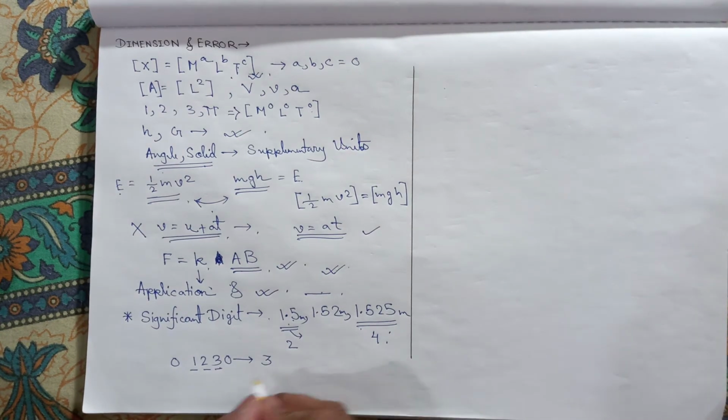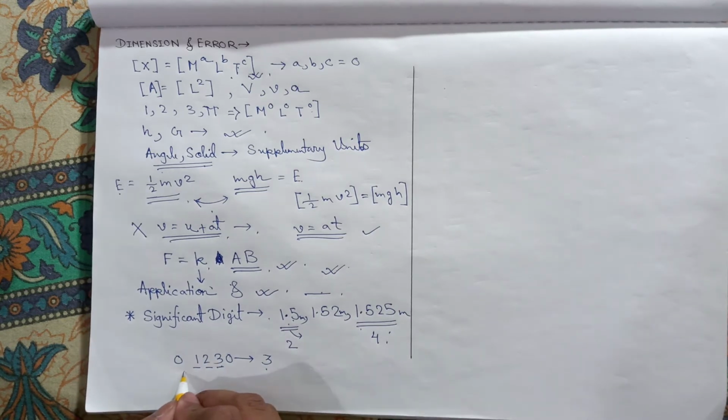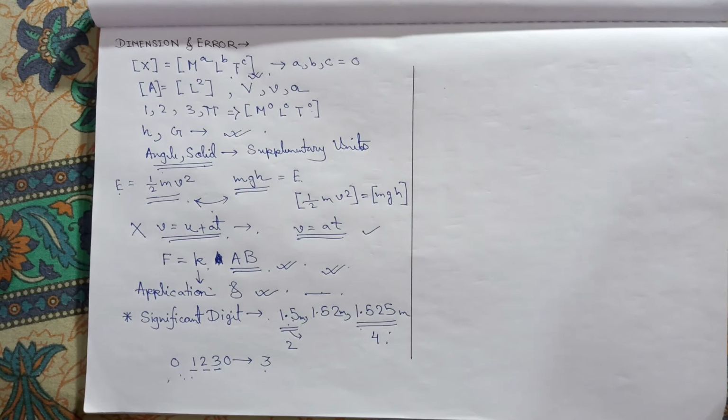Then also the number of significant figures will be 3, because a 0 before a non-zero number, not in decimal form, is always insignificant, and a 0 after a non-zero number is also insignificant. Okay, another rule.